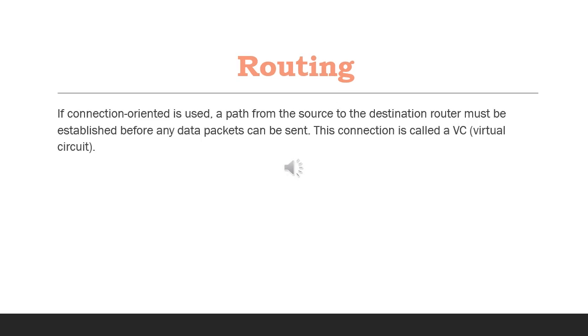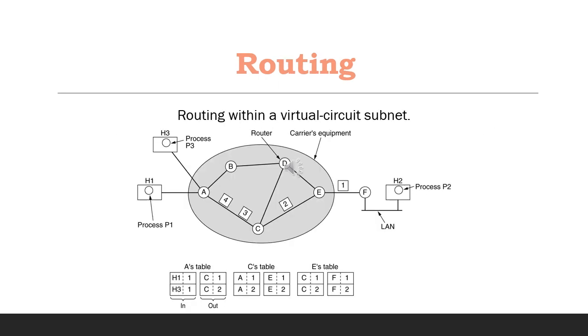If connection oriented is used, a path from the source to the destination router must be established before any data packets can be sent. This connection is called a virtual circuit. Now here you can see this is basically connection oriented. We are talking about a dedicated path, a virtual connection. A virtual circuit subnet is there in this route.